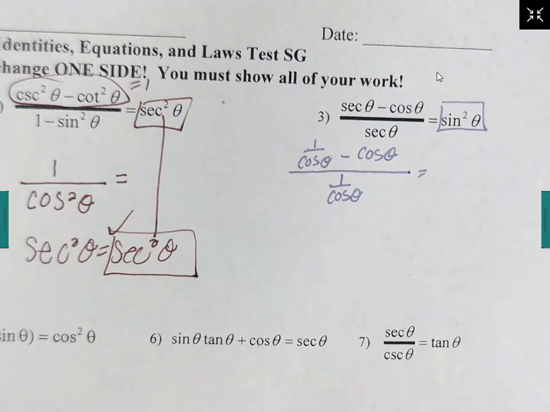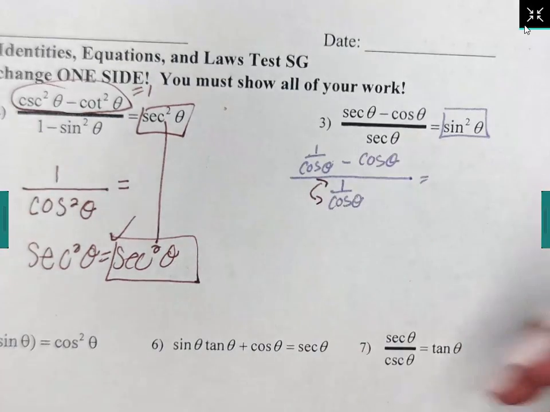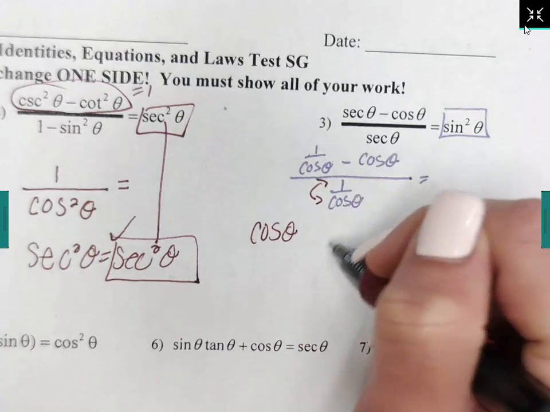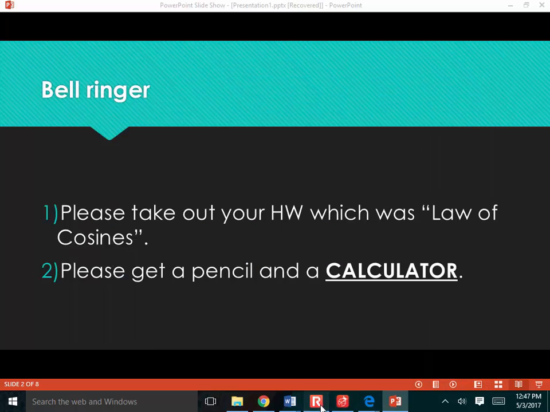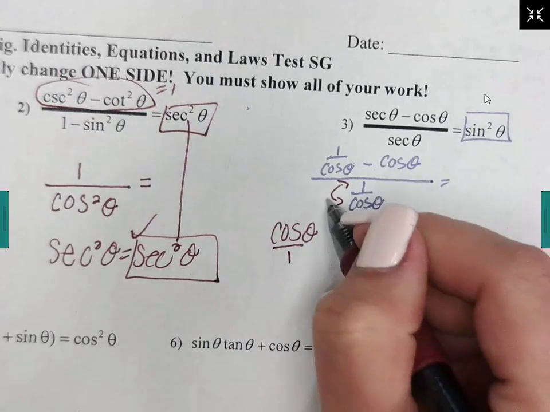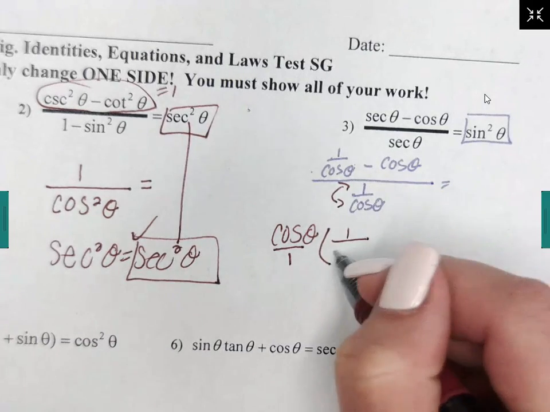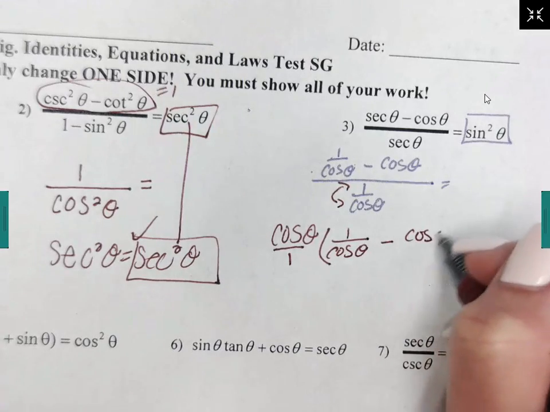So what we need now is when we divide by a fraction, it's the same as multiplying by the reciprocal. So, what is the reciprocal of 1 over the cosine of theta? Cosine. It's just regular cosine of theta. So we have cosine of theta. This cosine of theta came from here. I just changed it to the reciprocal, and we're multiplying it times everything in the numerator, which is 1 divided by the cosine of theta minus the cosine of theta.